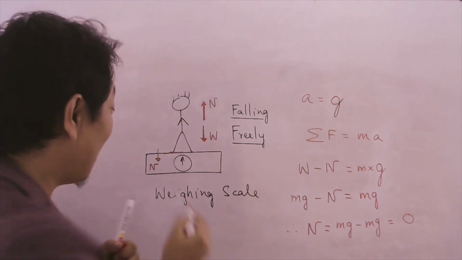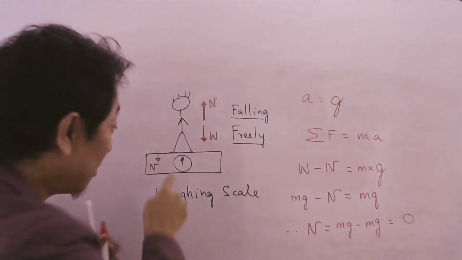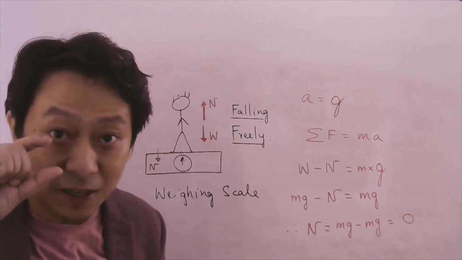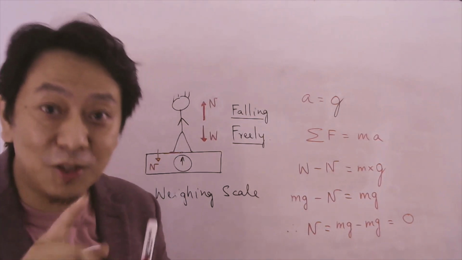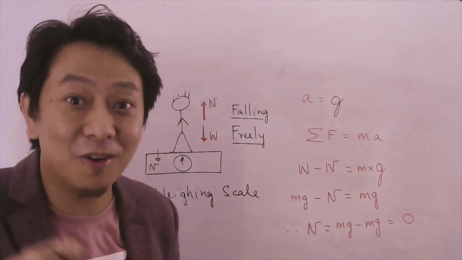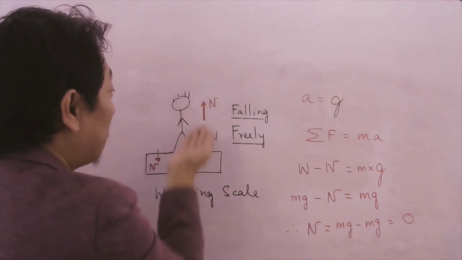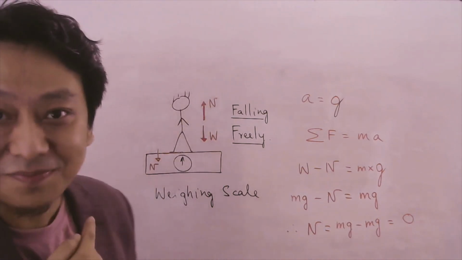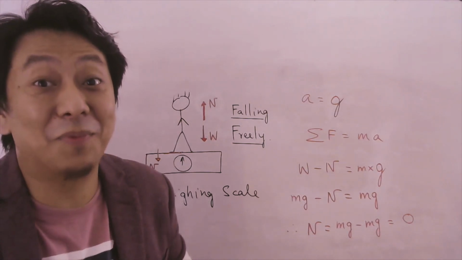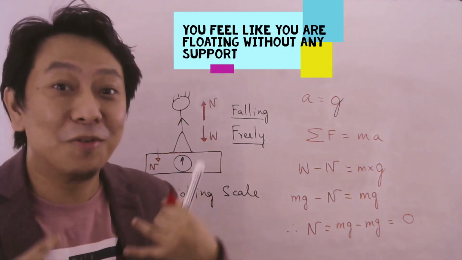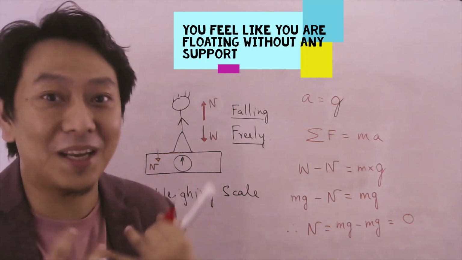And thus, if normal force is 0, the spring inside is also not getting pressed. That means the reading shown by the weighing scale will also be 0. You, on the other hand, since you don't feel this normal force, you don't feel like you are being supported, and therefore you get this sensation of weightlessness.